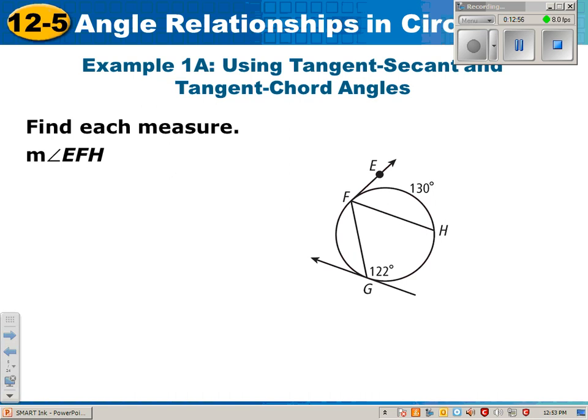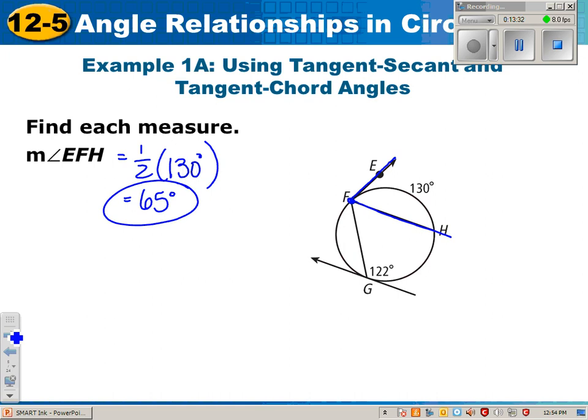Angle EFH, where's the vertex? On the circle. Again, ask yourself every time: is it at the center? Is it on the circle? Is it inside the circle? Or is it outside the circle? In this case, EFH has its vertex on the circle. So what's the measure of the angle? Half of the arc. And half of what in this case? 130. Half of the arc that it intercepts, which is 130 degrees. And so that is 65 degrees. Very easy. Next one.